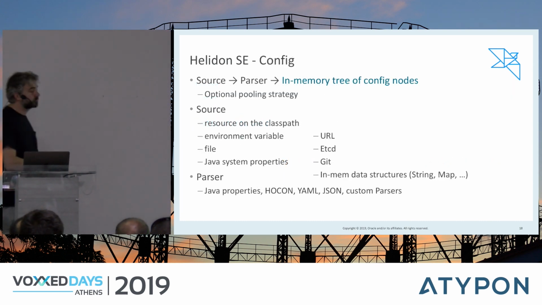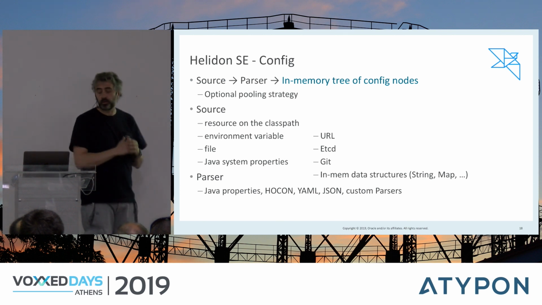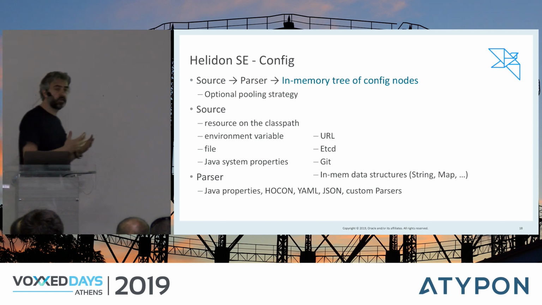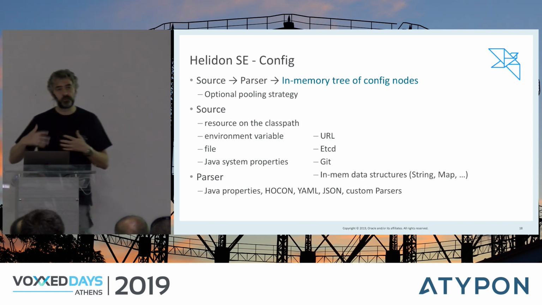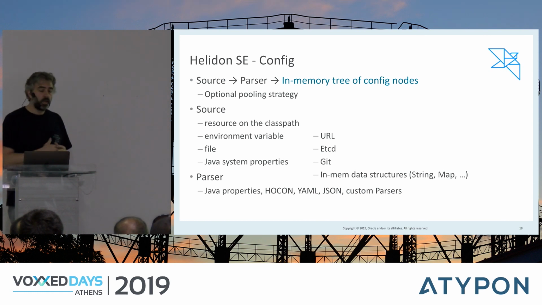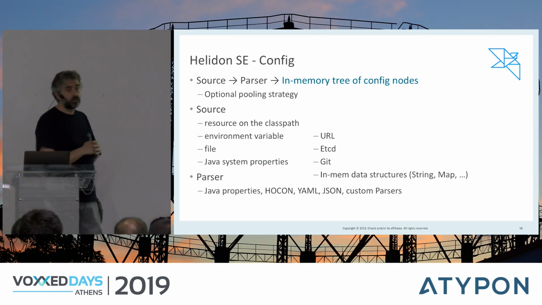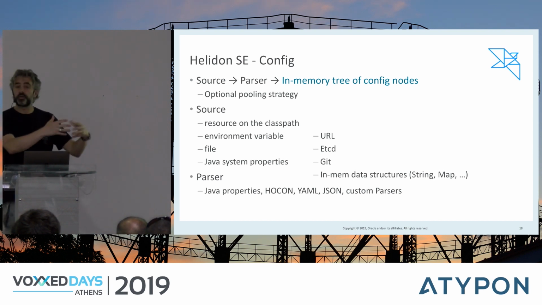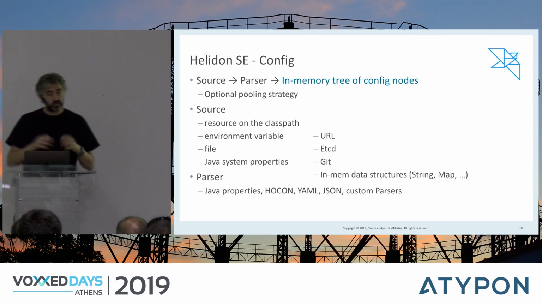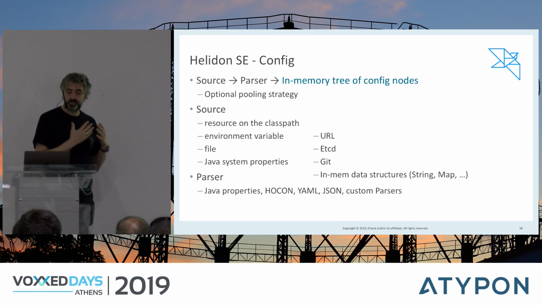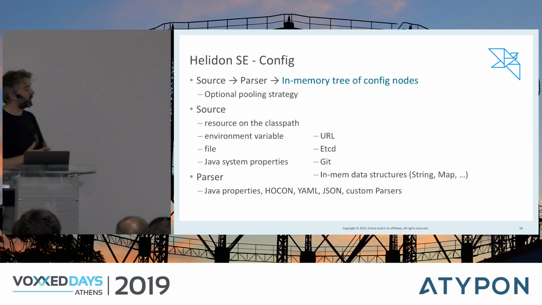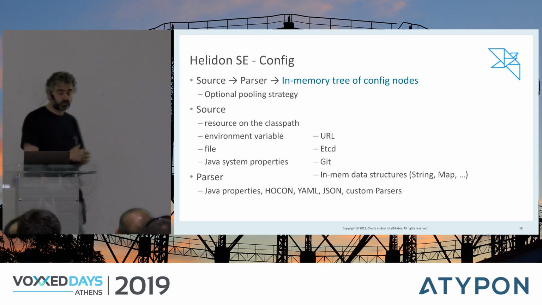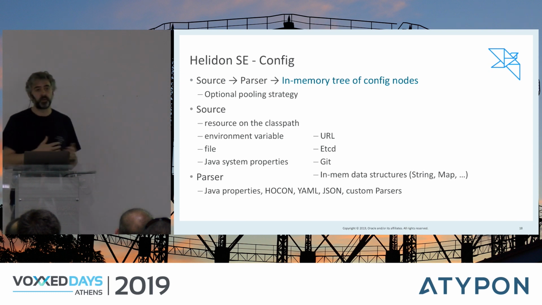We then have the Helidon SE config component, and there are three main concepts within that component. The idea of the config component is that it will provide you an in-memory tree of configuration nodes. Those nodes are coming from a config source. A config source is basically the physical location where the configuration information is stored. Out of the box, Helidon supports multiple different types of sources, such as a URL endpoint, a config source stored in etcd, a git config, a config source using Java system properties, and so on and so on.